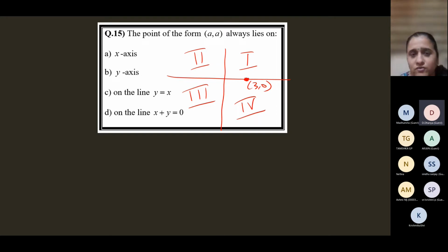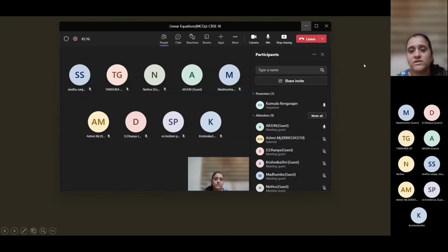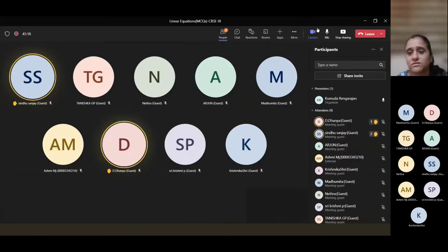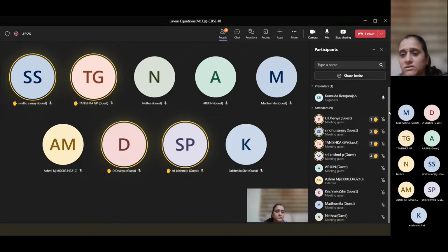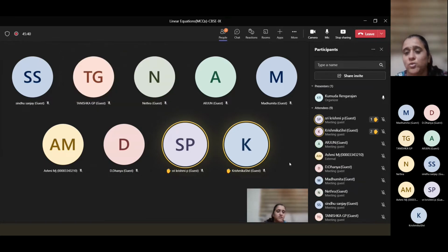First quadrant. Because you'll have to give some answer, right? It should lie somewhere. How many of you say first quadrant? Raise your hand. Danya says first quadrant, Sindhu and Sanjay first quadrant, Krishmi first quadrant, Tanushka first quadrant. Okay, how many of you say fourth quadrant? Those of you who said first quadrant, lower your hands.